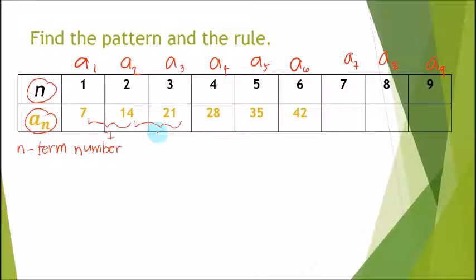21 minus 14 is 7. 28 minus 21 is 7. 35 minus 28 is 7. 42 minus 35 is 7. As what you can observe, class, there is a common difference, 7 sa terms. Therefore, this one is a sequence with a definite rule and a pattern.